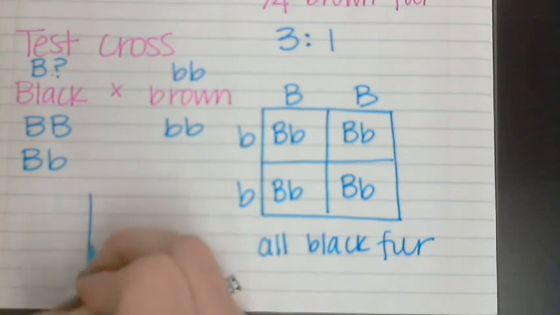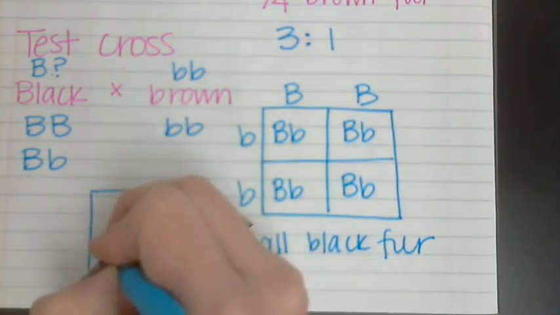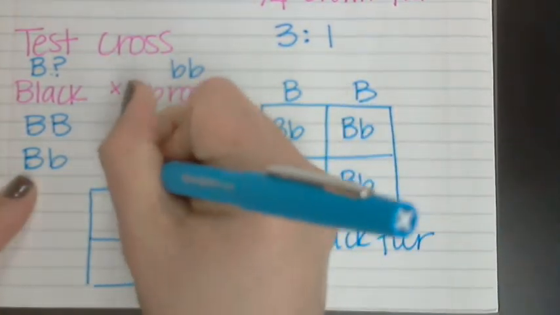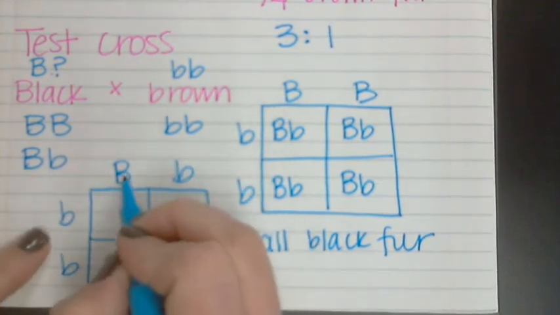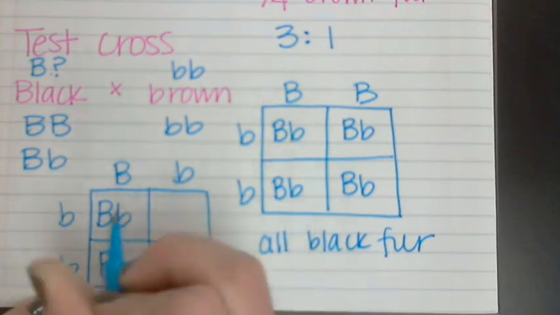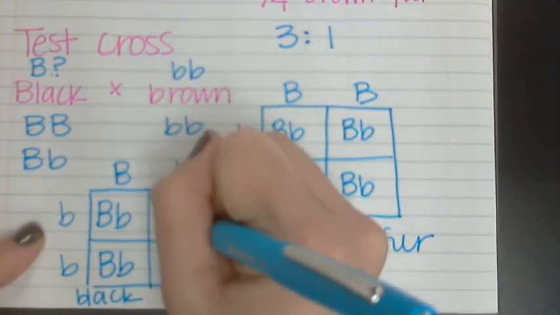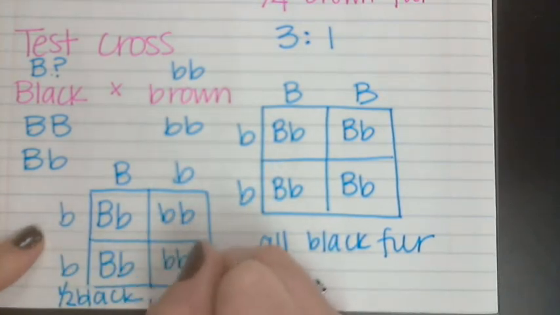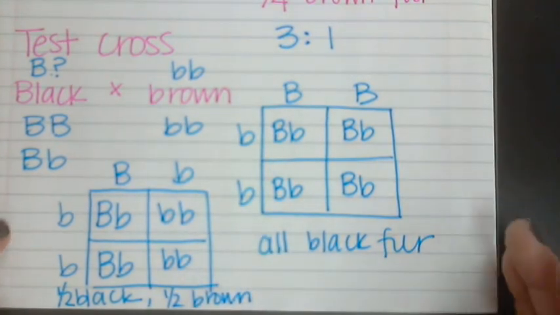If instead of homozygous dominant, my black individual had a genotype of heterozygous, these offspring would end up being heterozygous over here, and they would have black, but these offspring are going to end up with brown fur. So I would have half black, half brown. And that's called the test cross.